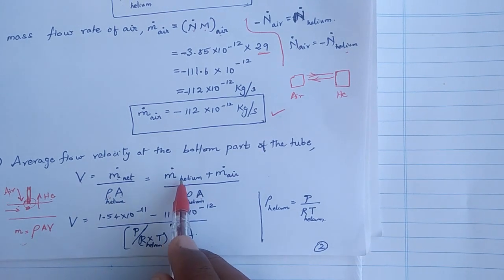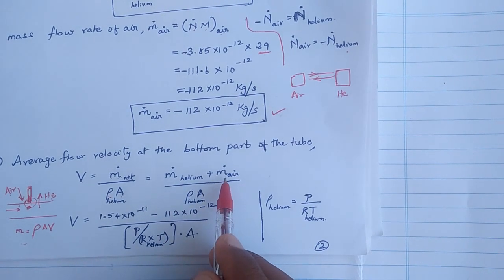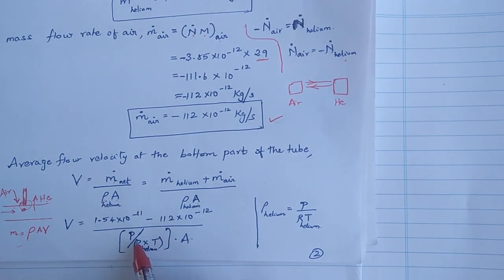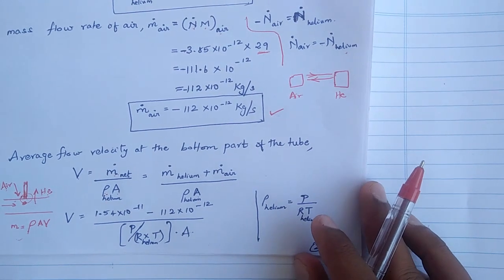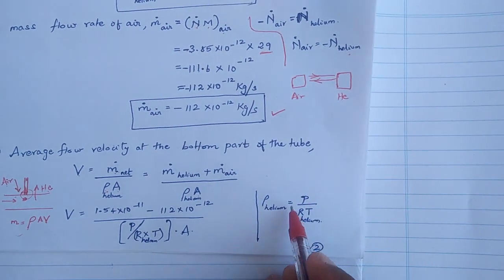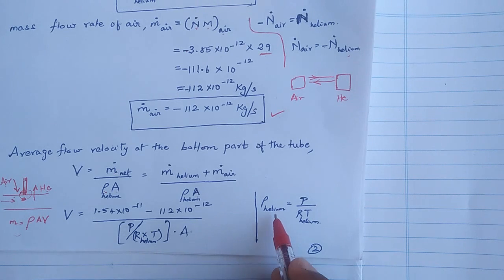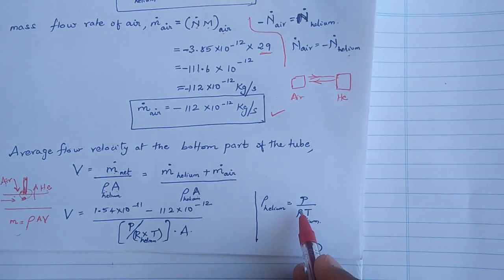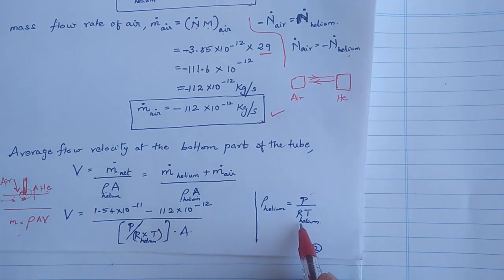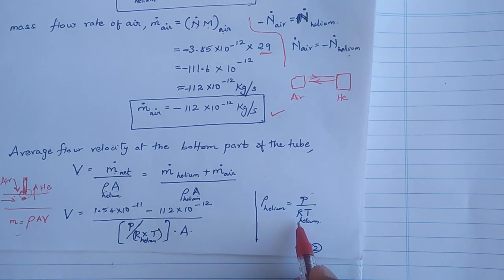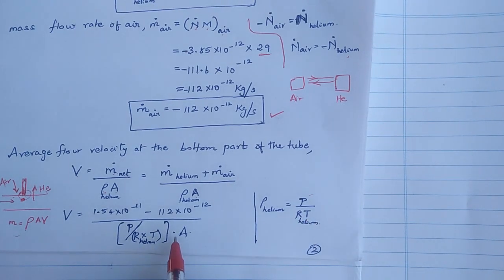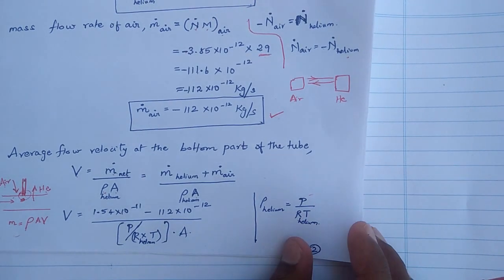The mass flow rate of helium and the mass flow rate of air are already calculated. Substitute these values. The density of helium you can calculate. The density of helium can be calculated from the ideal gas equation. Density of helium is P by RT. So pressure is known. You have to calculate the characteristic gas constant value for helium and the temperature, that is 25 degrees Celsius, which has to be put in Kelvin, and A, the cross sectional area of the tube.